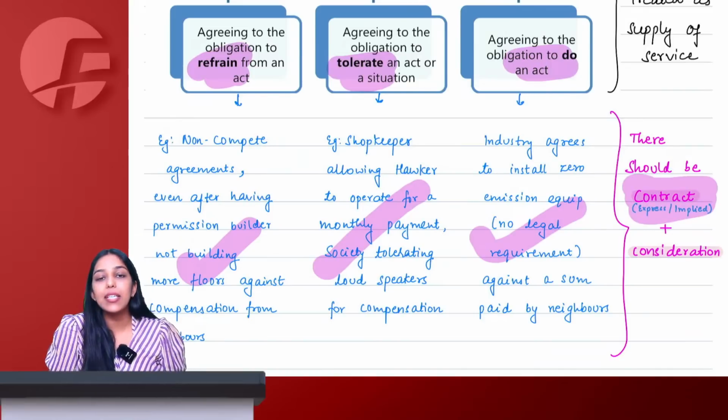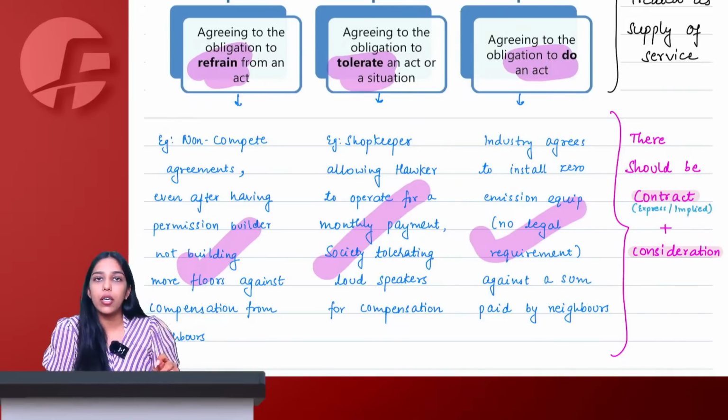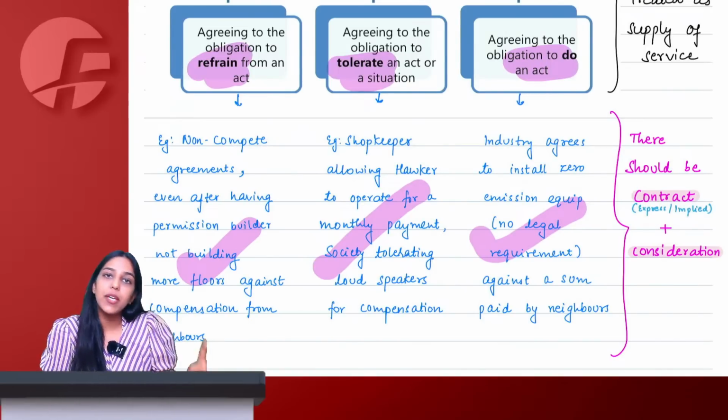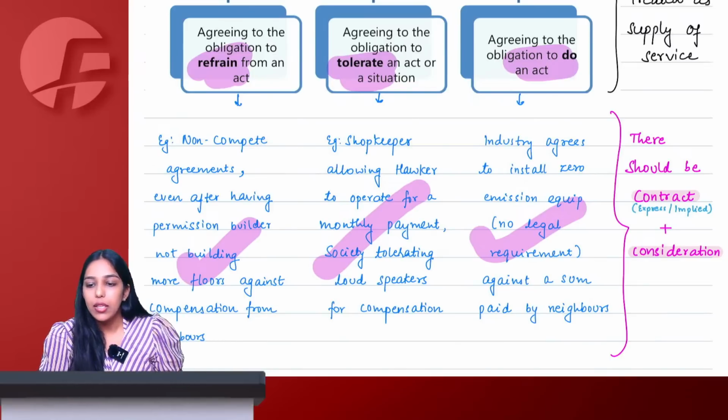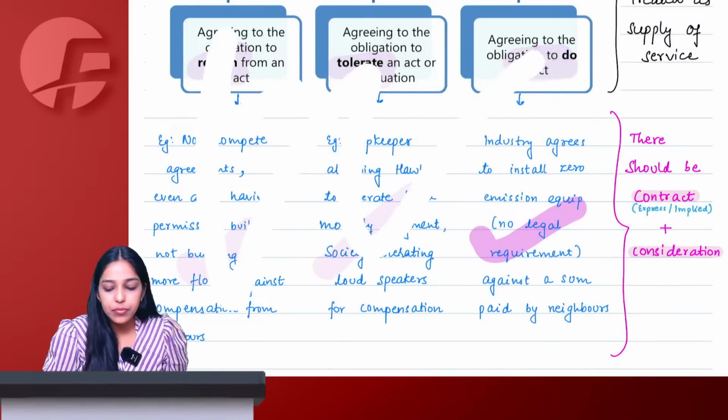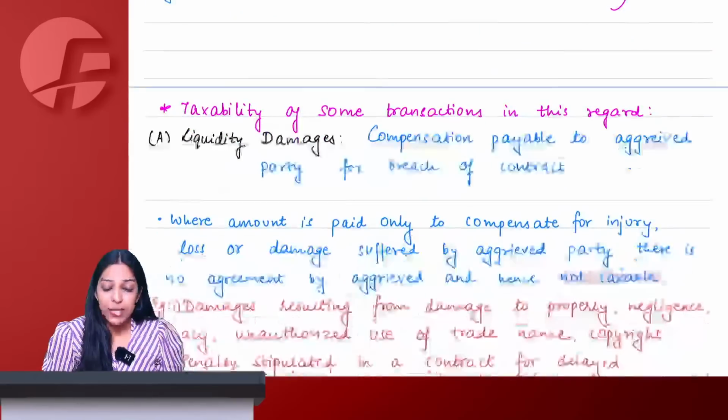Wherever there is a contract, it is not required to be a written contract. It can be an express contract also, an implied contract also, and if there is consideration, then in that case we will say it becomes taxable under GST.